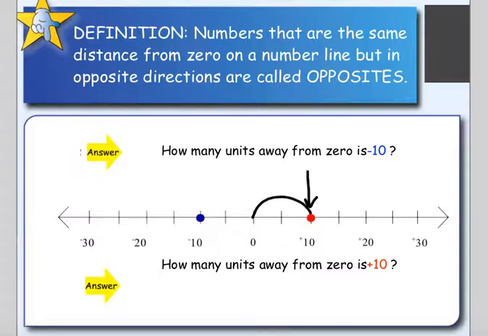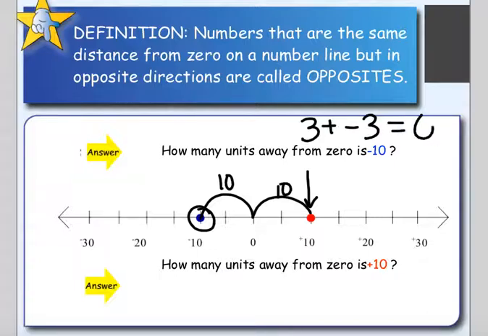Okay, 10 units. Well, its opposite will also be 10 units away from 0, but in the opposite direction. So still 10 units away, we get negative 10. And that's what we would call an opposite. The other important thing with opposites is if we take a number, let's say 3, and its opposite, negative 3, when we add them together, we will always get 0.